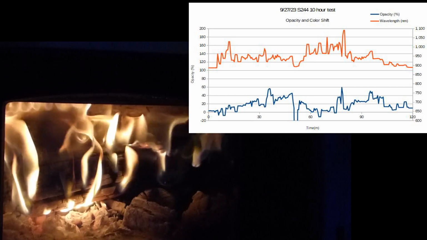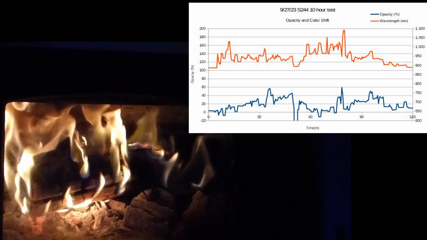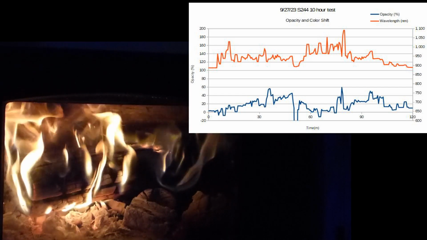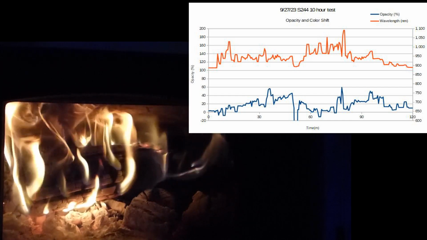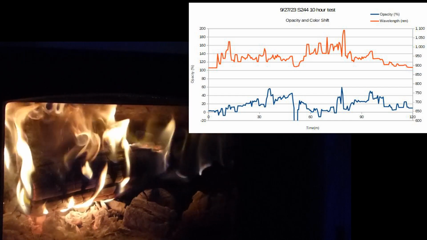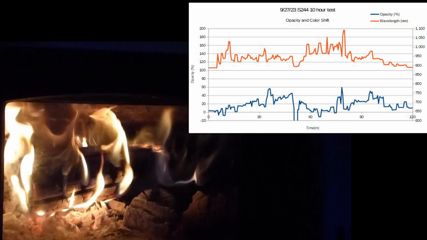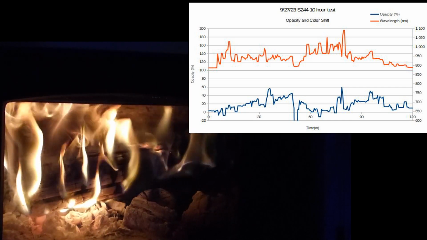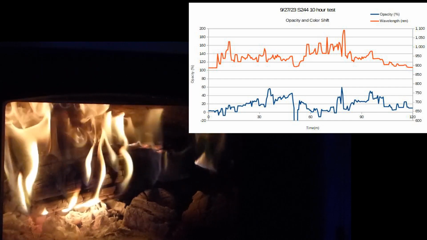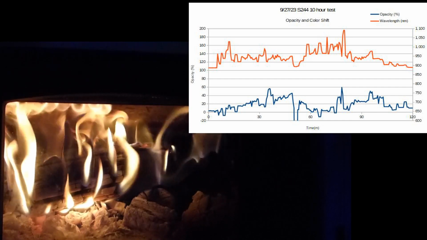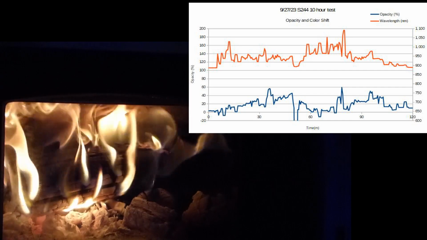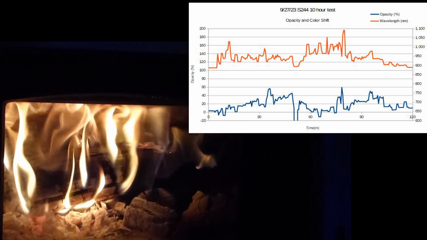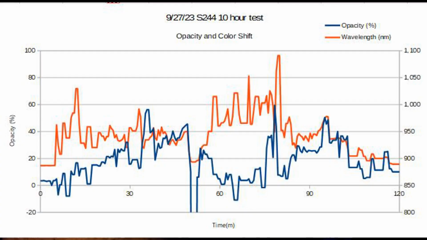There's another point around 60 minutes where you can see, I think I put more wood on, but the opacity drops for a while. However, the color or the wavelength values increase. And I'll highlight those a little better here. I'll also move the lines around. So I've adjusted the scale of lines so they're almost right on top of each other.